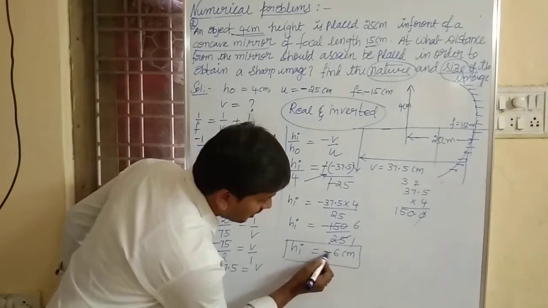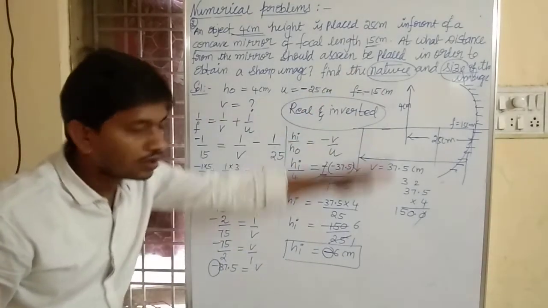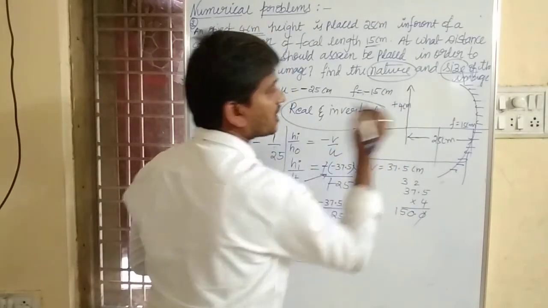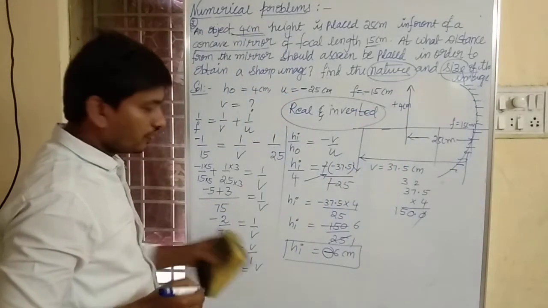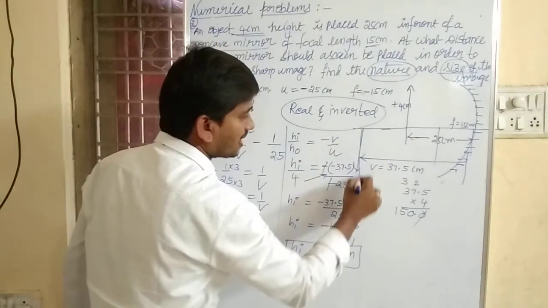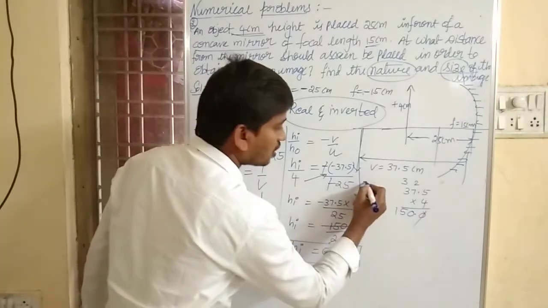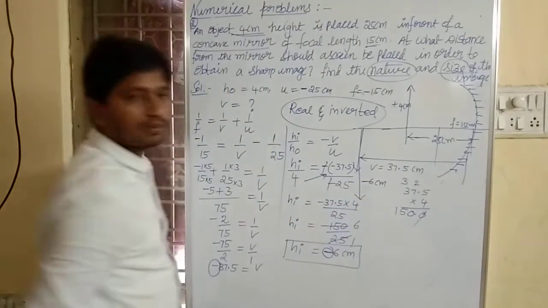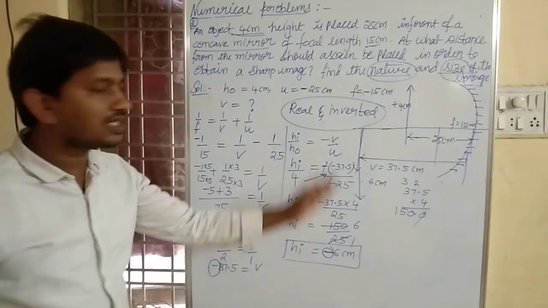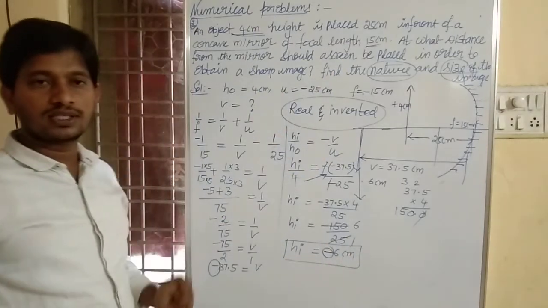What is the minus sign here? Here the minus sign indicates we got the image below the principal axis. See, the object is above the principal axis, which is plus 4 centimeter. So here we got minus, which is nothing but an image below the principal axis, and whose height is how many centimeter? Minus 6 centimeter. What is the height? Don't write minus here. Height of the image is 6 centimeter. Minus sign indicates below the principal axis.